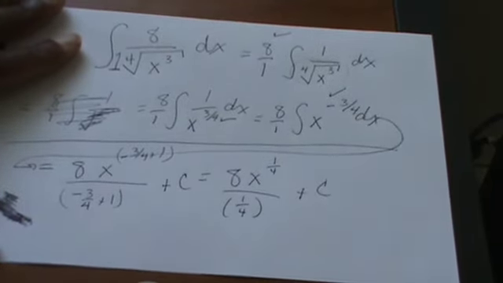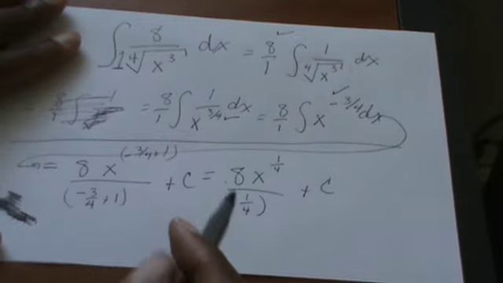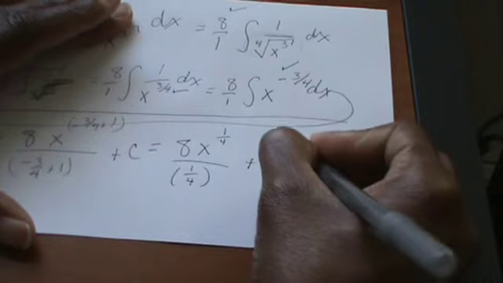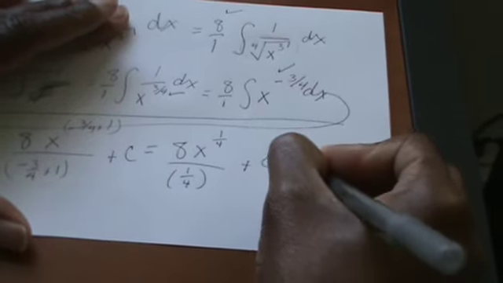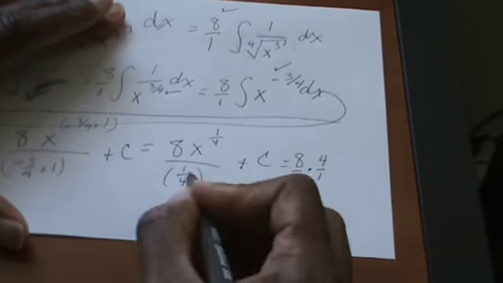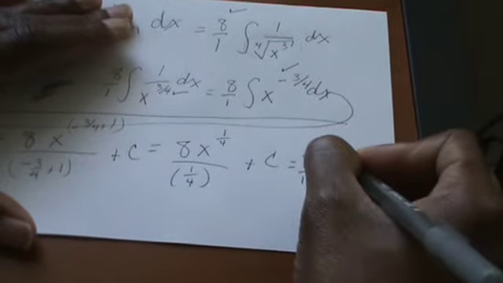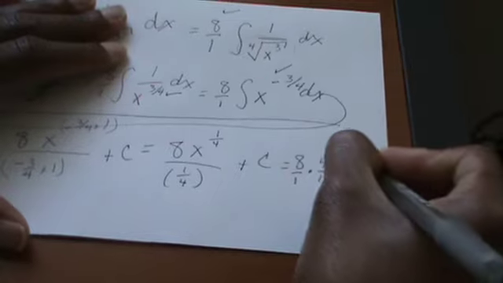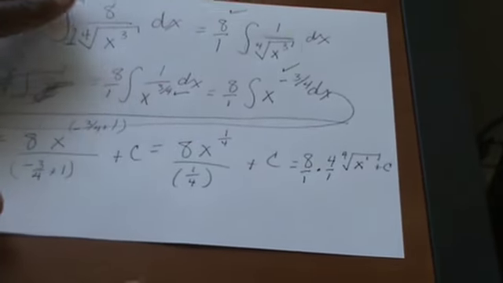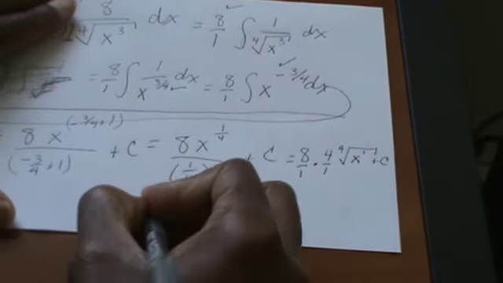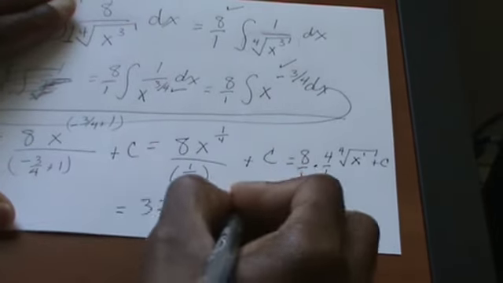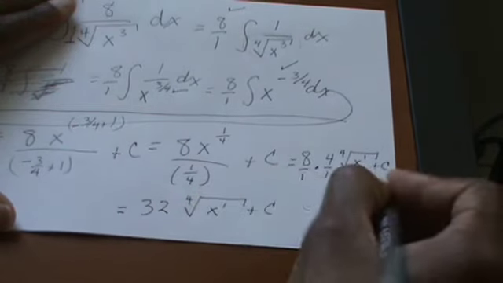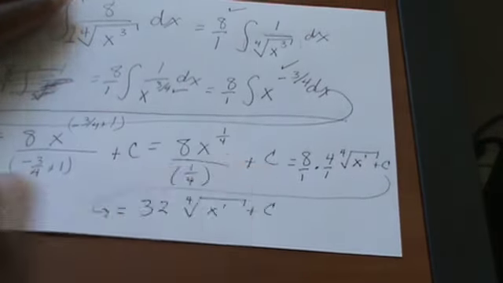Almost there. Okay, so again, when you divide by a fraction, it's the same as multiplying by the reciprocal. So this equals 8 over 1 times 4 over 1. You're flipping this over. And then we have the 4th root of x to the 1st plus c. So this would equal 32 times the 4th root of x to the 1st plus c. Okay, and I'm continuing that thought.